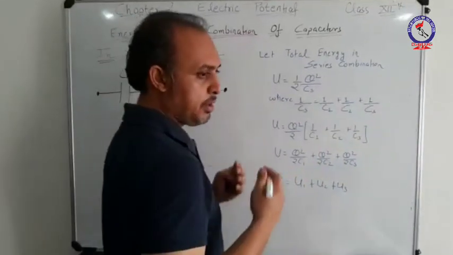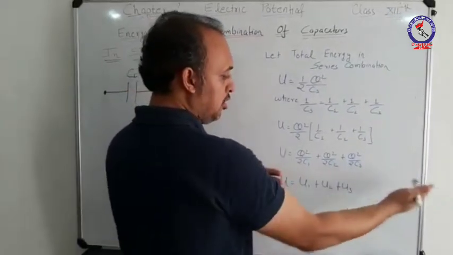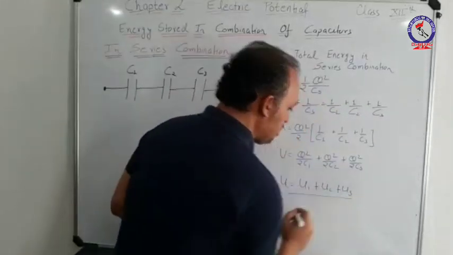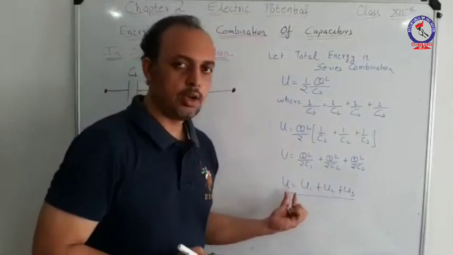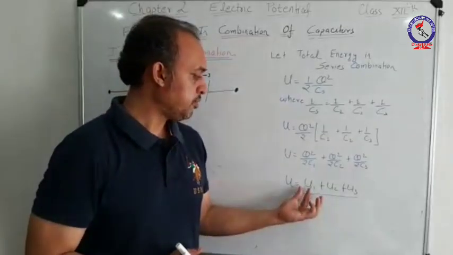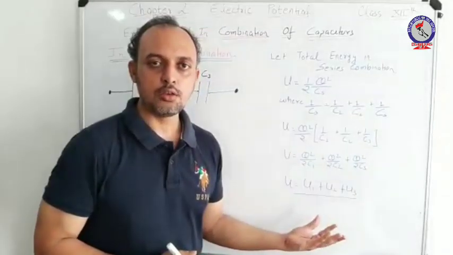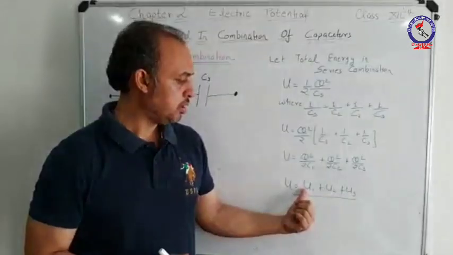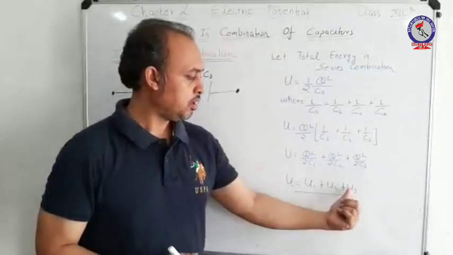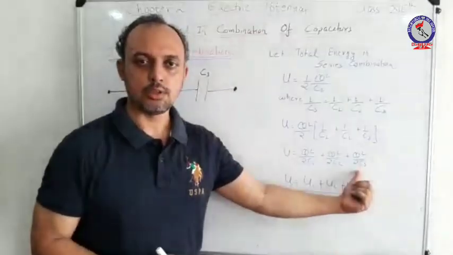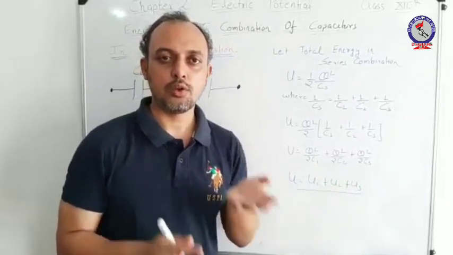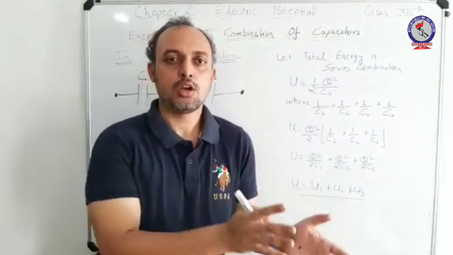If you have large number of capacitors or if you have many capacitors, you can continue it writing U4, U5, U6 until the value Un. So this is the final expression of net energy stored when the capacitors are connected in a series combination, which is simply the summation of individual energies of each capacitor. U1 representing energy of first capacitor, U2 representing energy of second capacitor, and U3 representing energy of third capacitor. Hence, the result is that net energy is equal to the summation of individual energies stored in each capacitor.